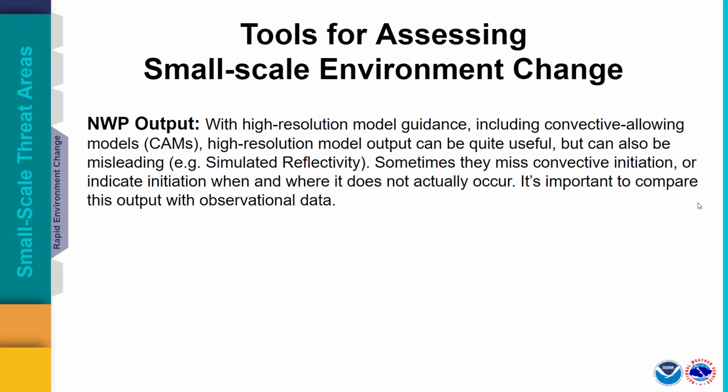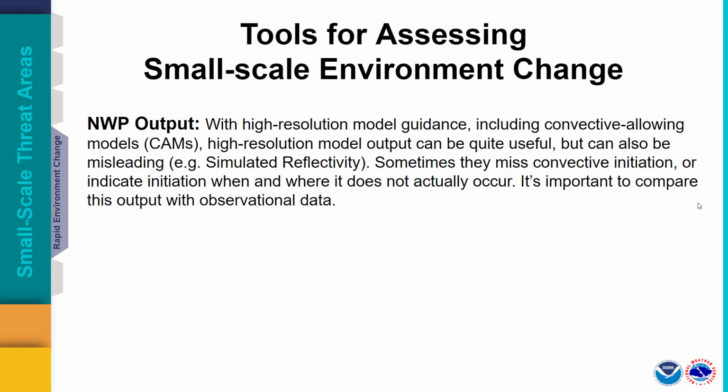NWP output with regard to small and large-scale environments can be helpful, particularly beyond forecast hour 2 or 3 when observational datasets start to lose value. One of the popular fields to look at from convective allowing models is simulated reflectivity, which can show storm tracks, updraft helicity tracks, hail cores, and so forth.